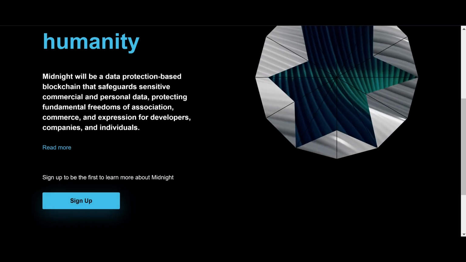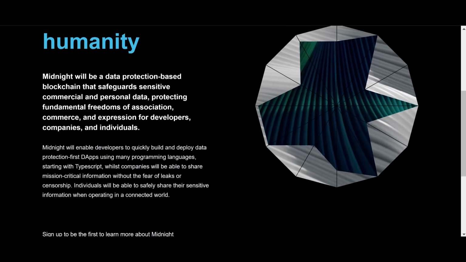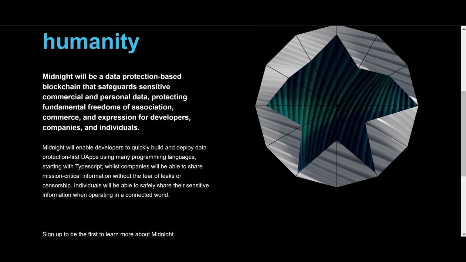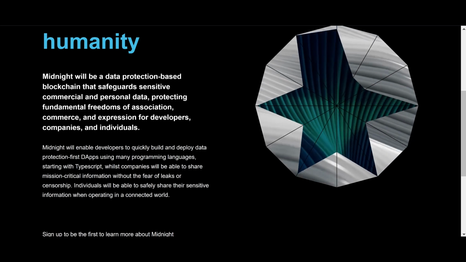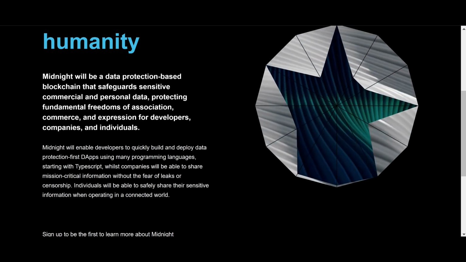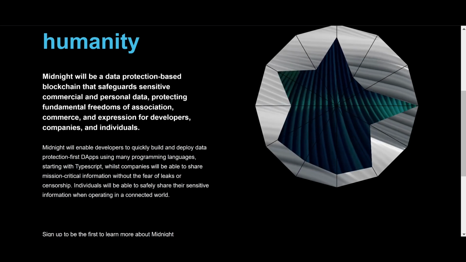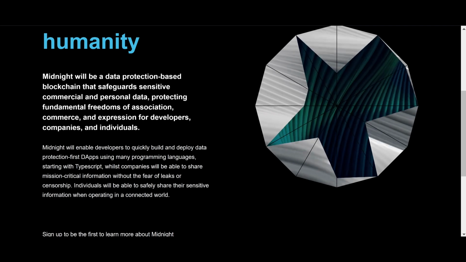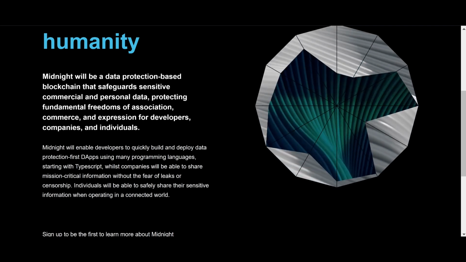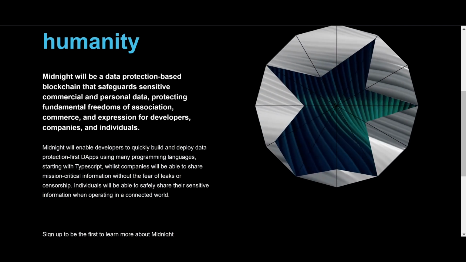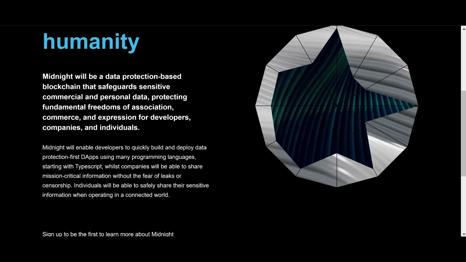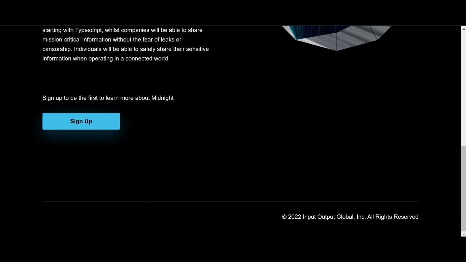Midnight will be a data protection based blockchain that safeguards sensitive commercial and personal data, fundamental freedoms of association, commerce, and expression for developers, companies, and individuals. Midnight will enable developers to quickly build and deploy data protection first dApps using many programming languages, starting with TypeScript, while companies will be able to share mission critical information without the fear of leaks or censorship. Individuals will be able to safely share their sensitive information when operating in a connected world. All right, so you can sign up to learn more about Midnight if you'd like to.